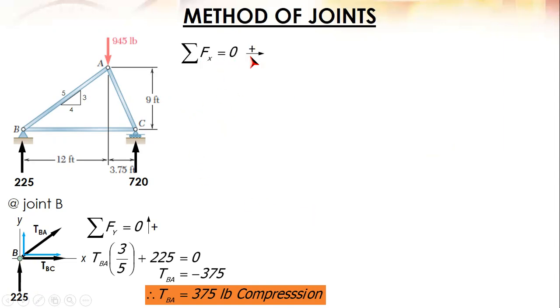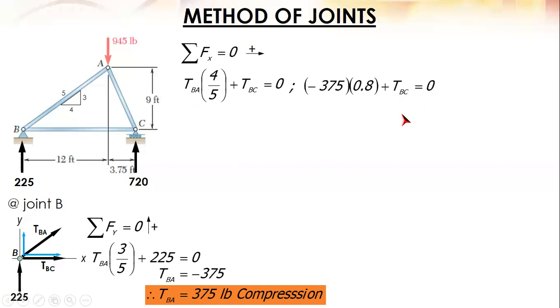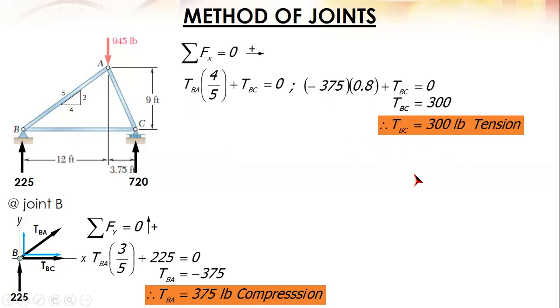So let us sum up force along the horizontal or along X to solve for TBC. So based on our free body diagram, the two forces are directed to the right, so they are positive. And then we already have TBA, which is negative. We substitute that negative. This one. And we can solve for TBC. So TBC is tension. 300 pounds tension. So, after this one, you can proceed to the next joint wherein there are only two unknown forces until you solve the very last force.